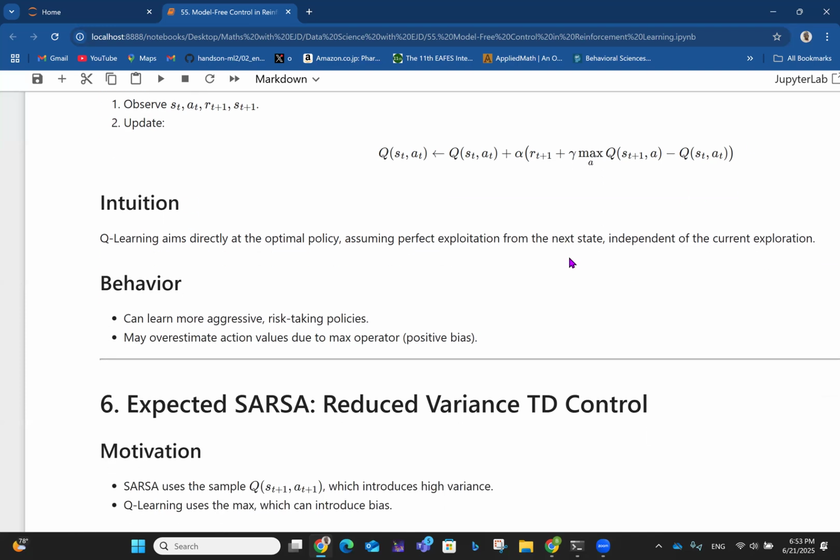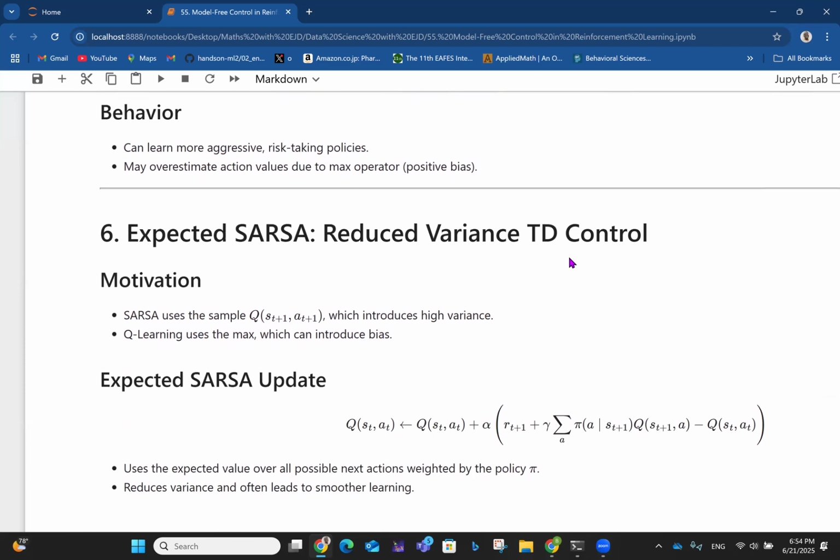So the intuition for Q learning is that it aims directly at the optimal policy, assuming perfect exploitation from the next state, independent of the current exploration. The behavior is that it can learn more aggressive risk-taking policies, and it may overestimate action values due to the max operator, which is a positive bias.